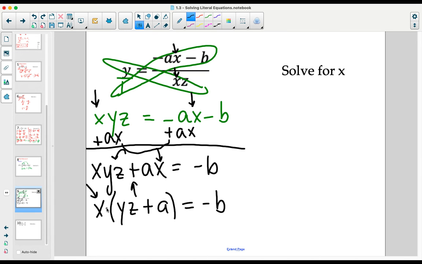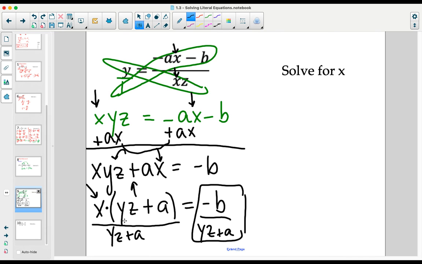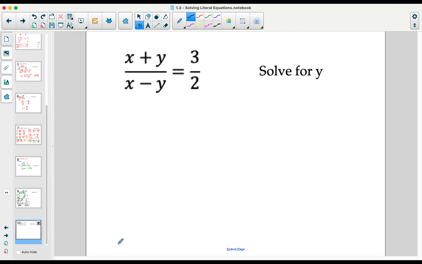And because that x is multiplied by that parentheses, I can finish the example simply by dividing by yz plus a. And we'll do the same thing over here, yz plus a, and that will be our final answer as those two binomials cancel. Our ability to get both occurrences of the variable onto the same side allows us to factor that common variable, remove it to the front of the parentheses, and then just divide away the parentheses in one step.